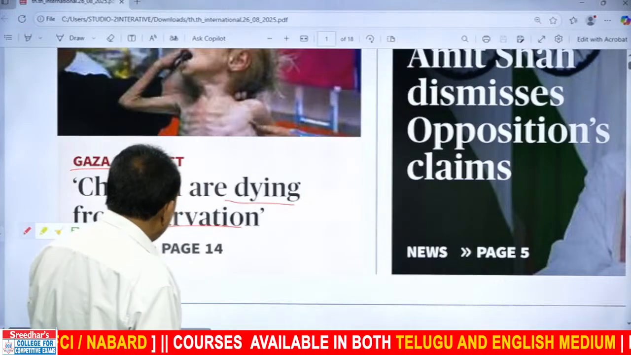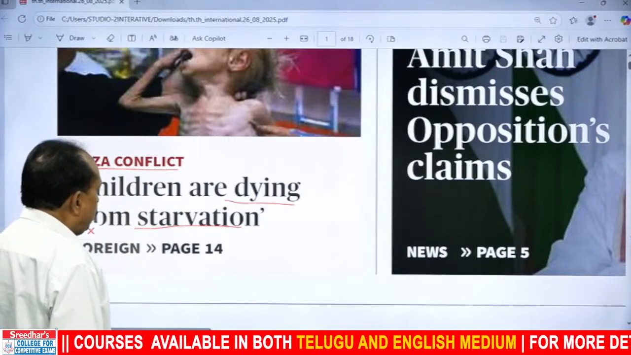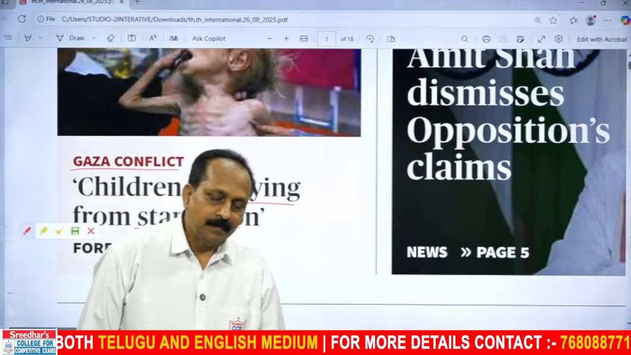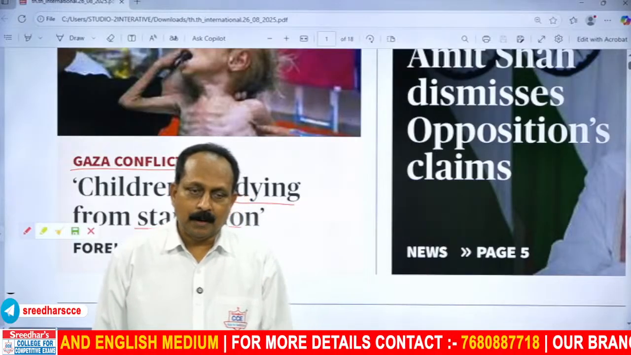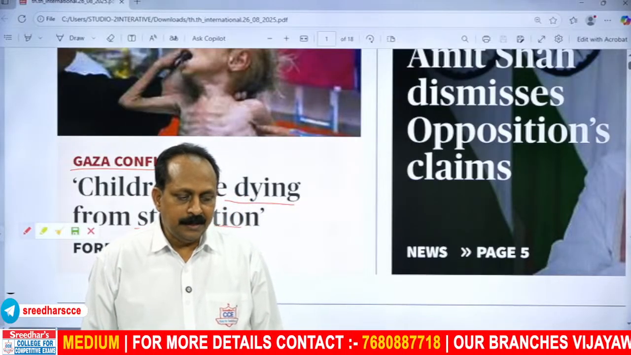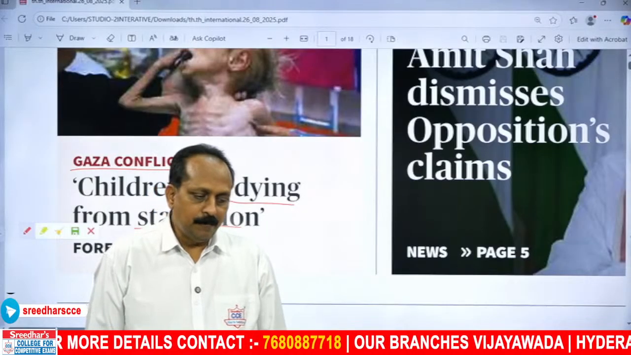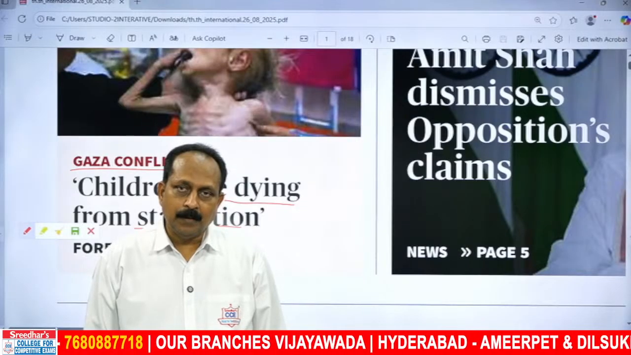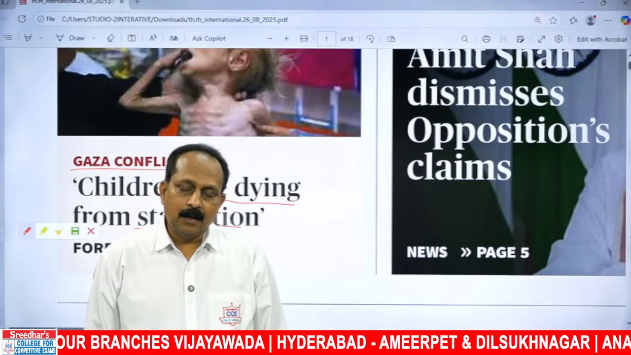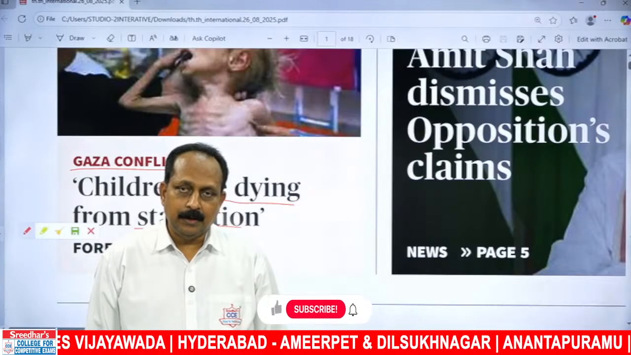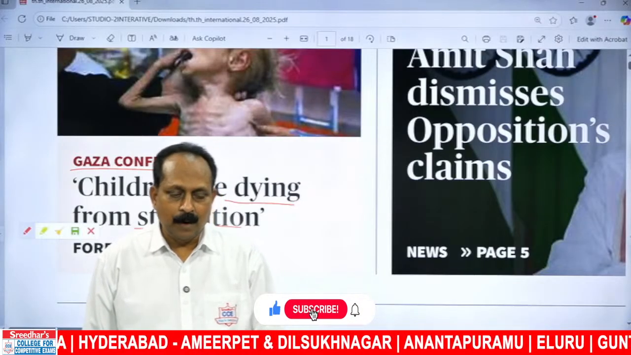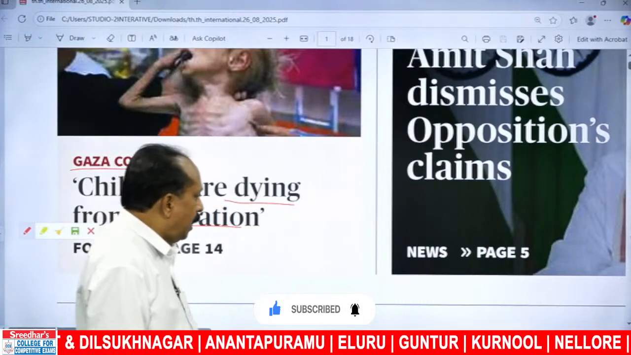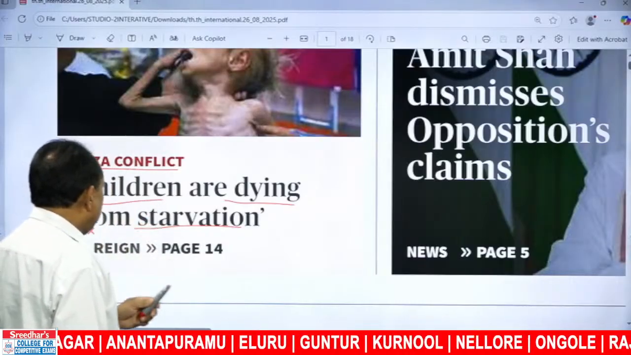There are two words you have to look at. One is Gaza conflict, simple. Dying, you got to be careful with the spelling. From starvation. Starvation means what? No food for some days, then it is called starvation. You say, I'm starving. And famine. Famine means food is not available, lack of availability of food. And for lack of rain for some time, we use the word drought. No food, we use the word famine. And people die because of hunger, starvation. Children are dying, unfortunately.